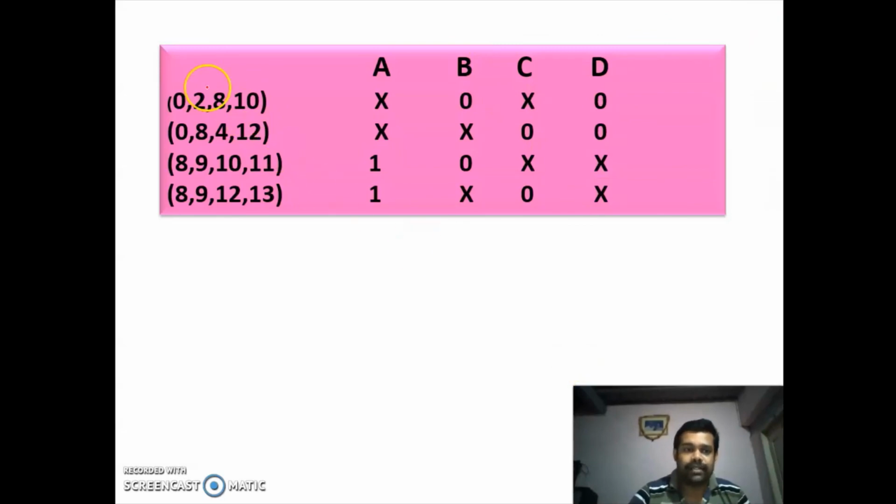So now we have written 0, 8, 10. So we have got x0, x0. For 0, 8, 4, 12, xx, 0, 0. For 8, 9, 10, 11, 1, 0, xx. For 8, 9, 12, 13, 1x, 0x.